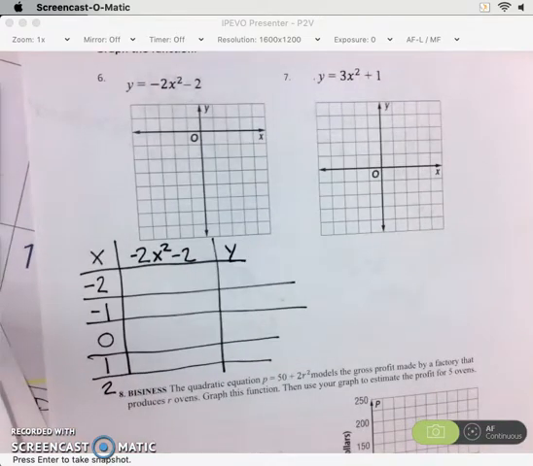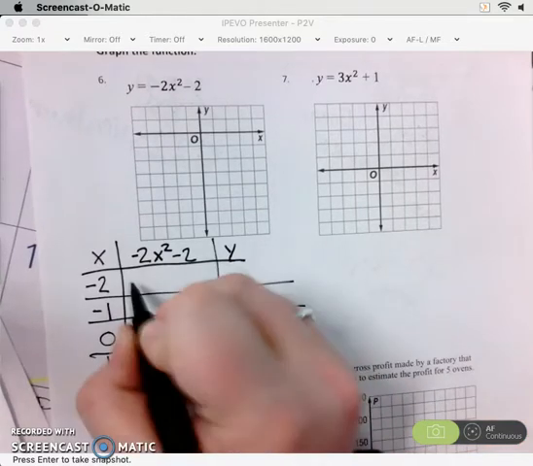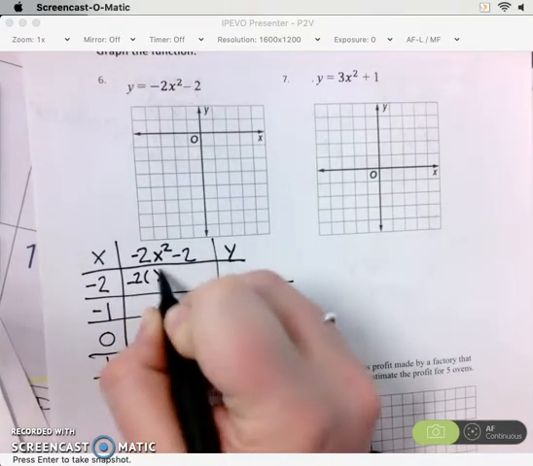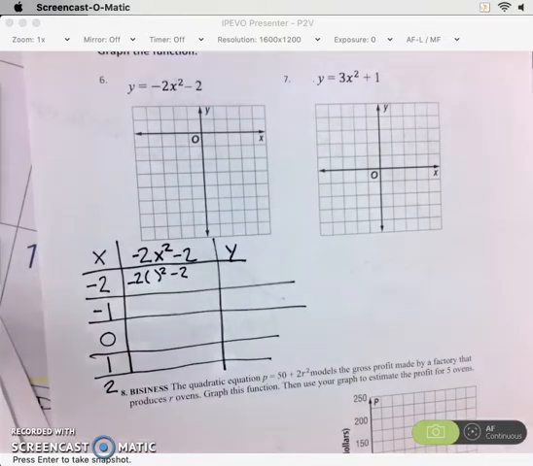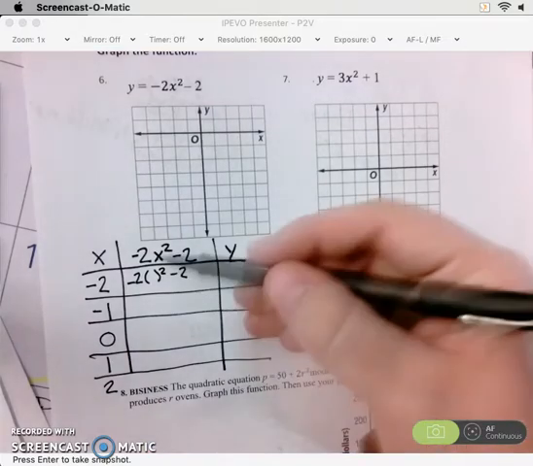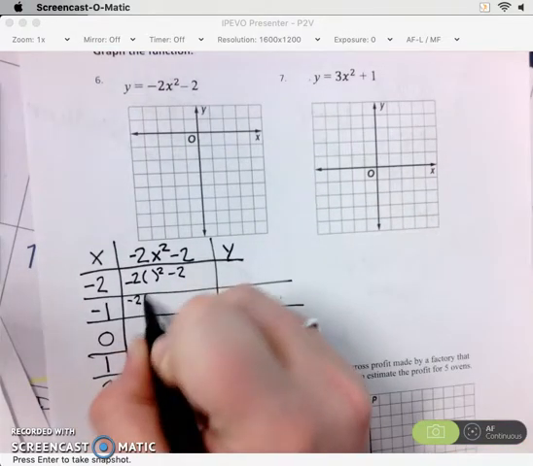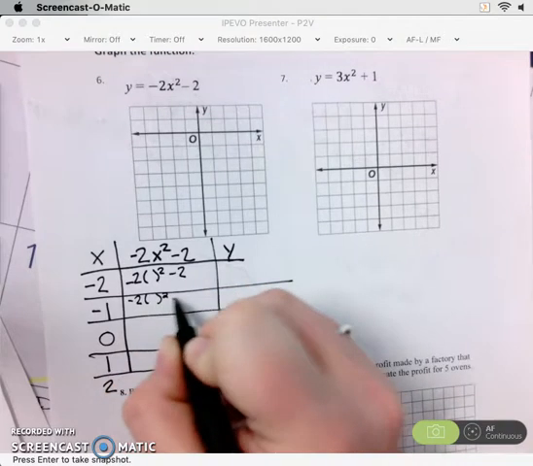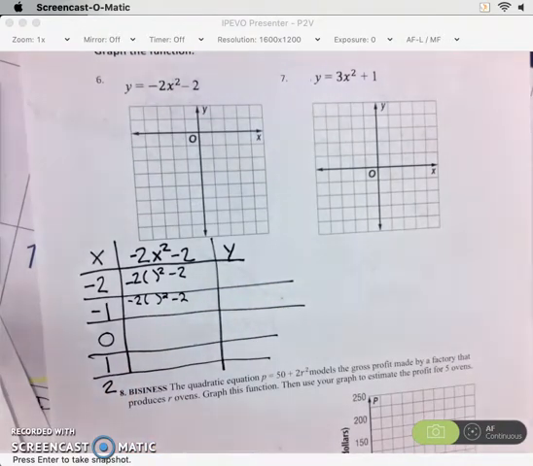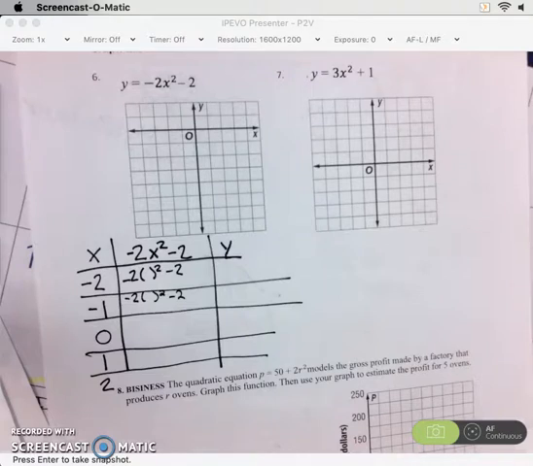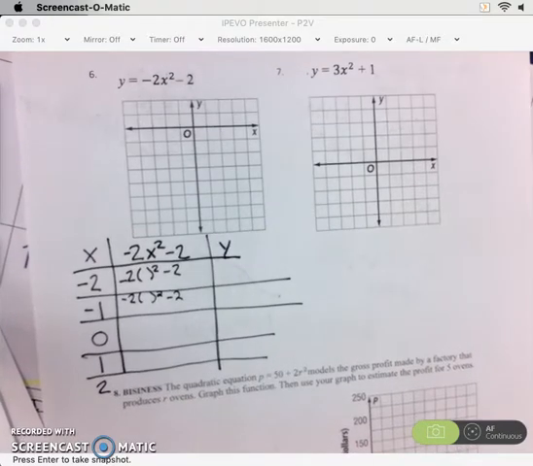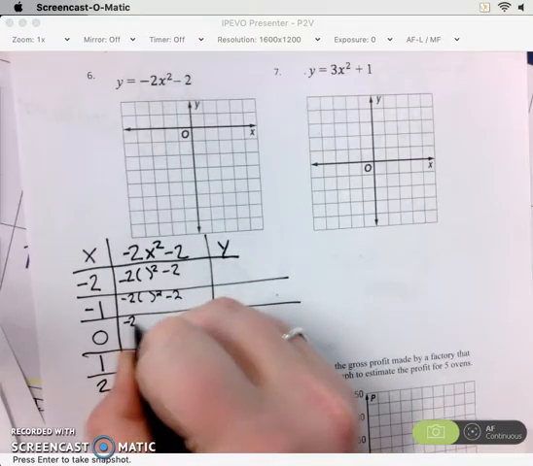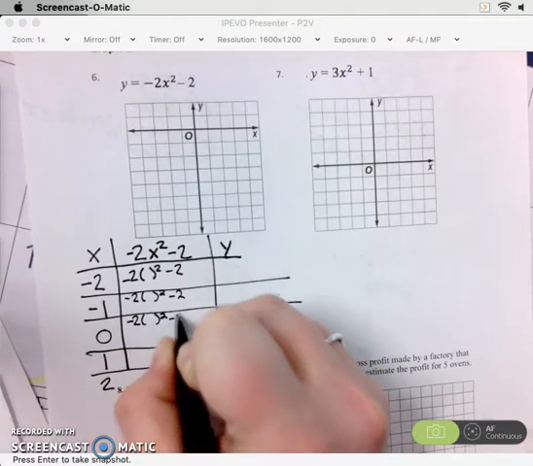So I like to write my equation. So -2 times x squared, and instead of x, I'm going to put parentheses. So I'm going to write that all the way down. -2. You should be writing this down if you do not have this down. -2, parentheses.